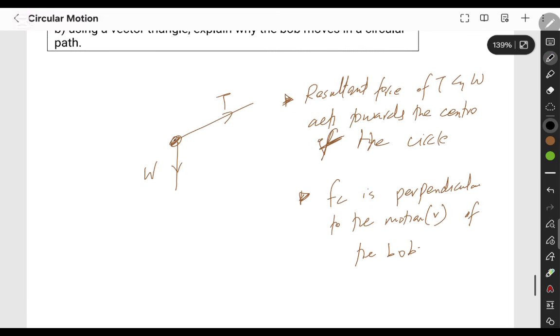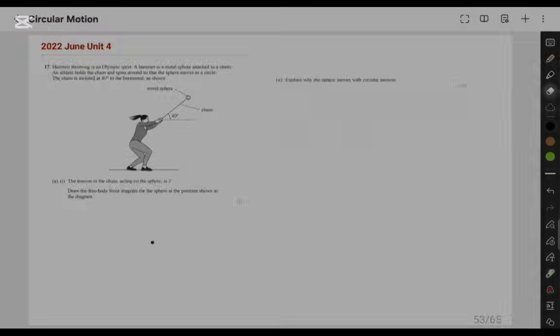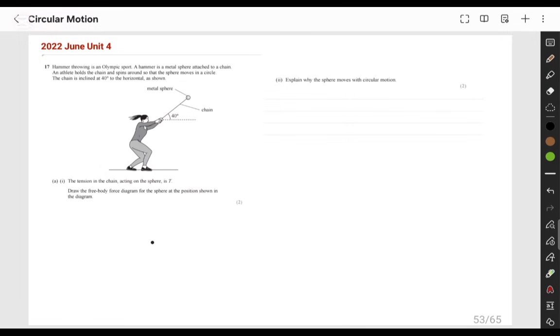So we're going to pull back our tension force so that we have everything in the correct orientation. We have the tension force here, and we've got the weight force. It's going to be like this. We start from here, we go here, and we reach here. So starting from here, the resultant force will be in this direction, which is towards the center of the circle.